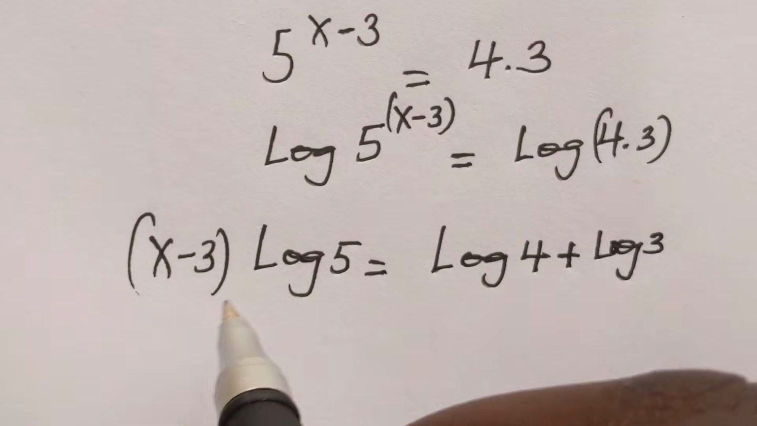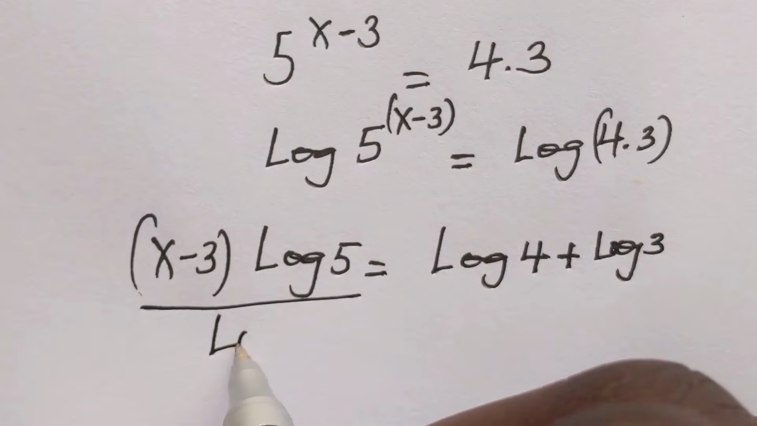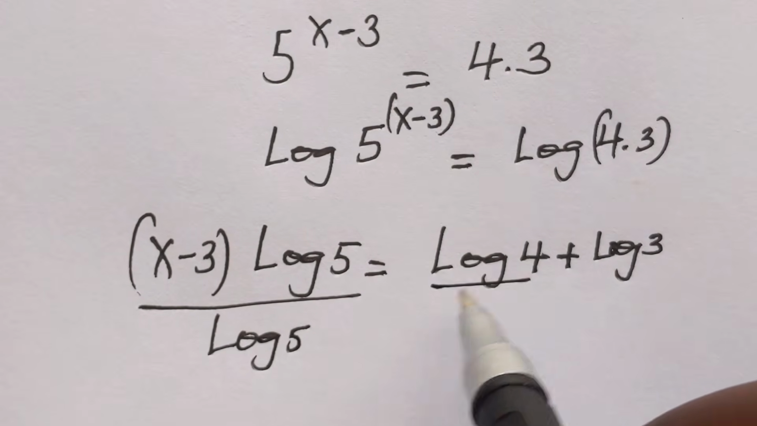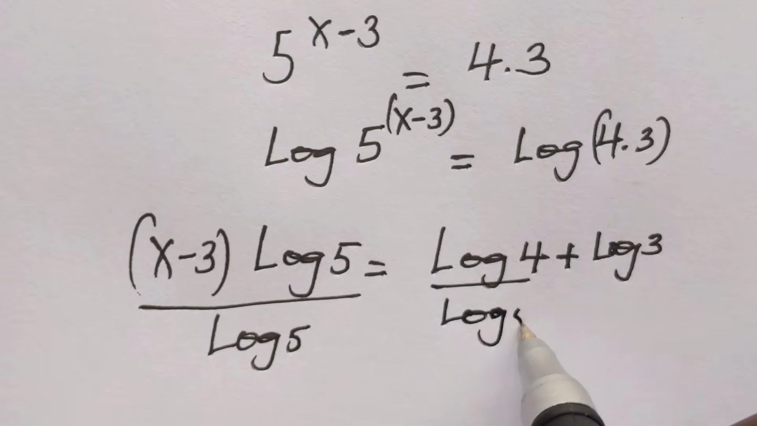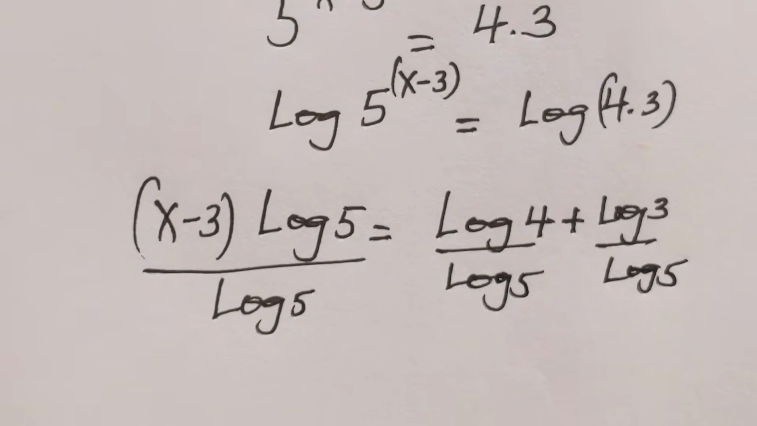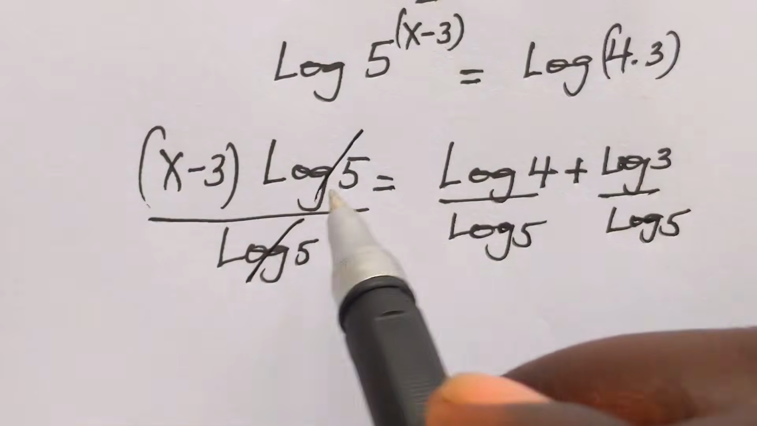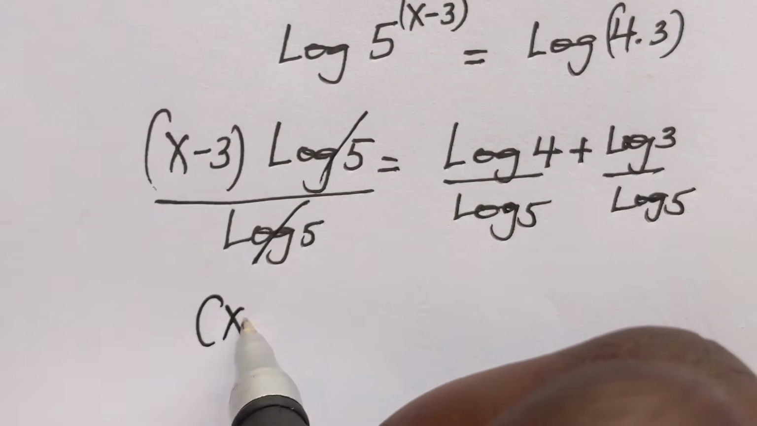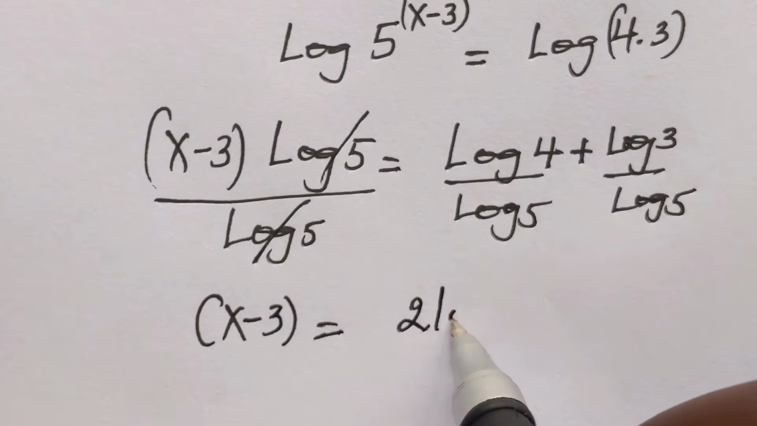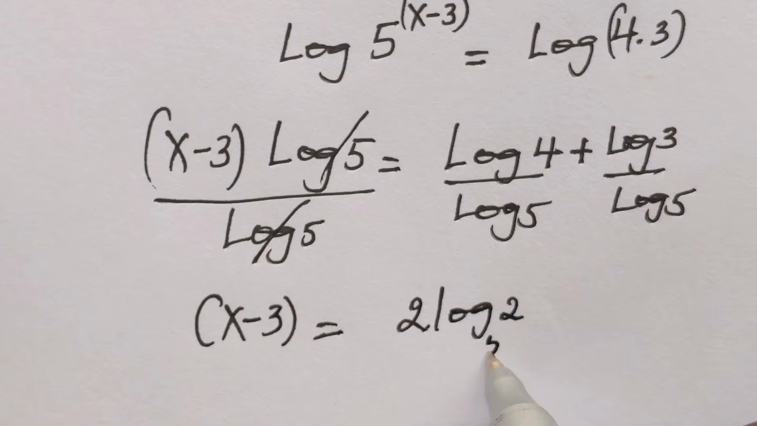Then at this stage we have to divide by the logarithm of 5 on each term, and of course this and this will go, to get x minus 3 equals 2 times the logarithm of 2 to the base 5.